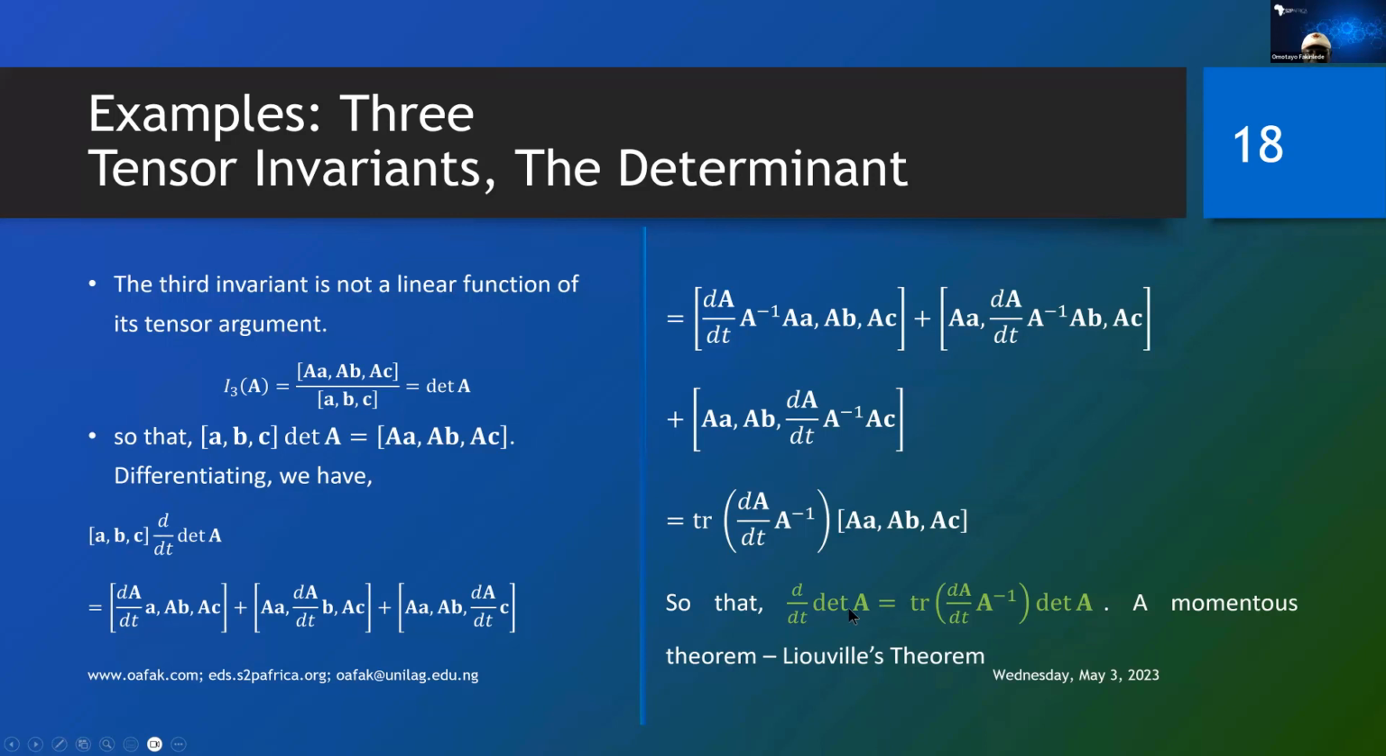So the derivative of the determinant of the tensor with respect to t is simply the trace of dA/dt A inverse, all multiplied by the determinant of A. And this is a momentous theorem called Liouville's theorem, and we constantly refer to it in continuum mechanics. That is the most important of the consequences that we have seen so far. So just credit that and keep it to your right hand.